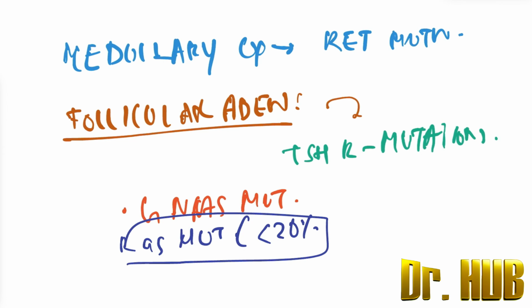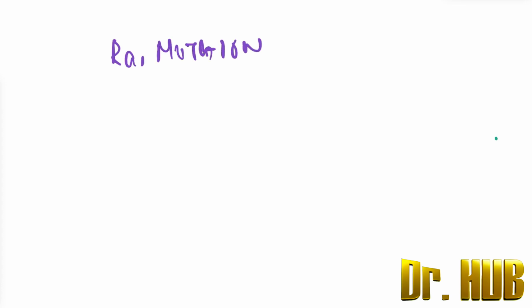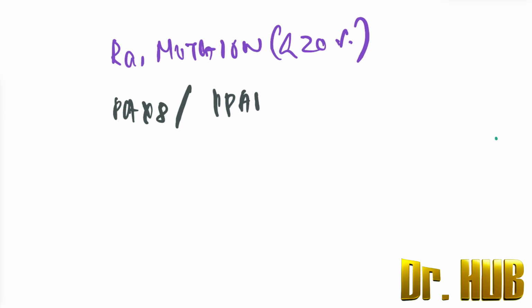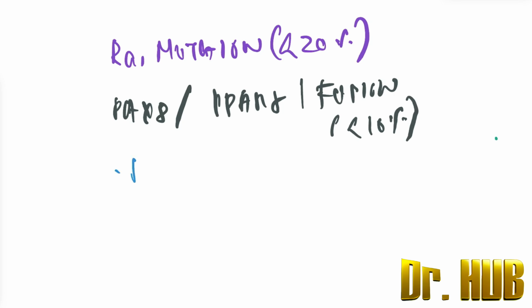Next, for follicular adenoma, there is a TSHR mutation, a GNAS mutation, as well as the RAS mutation. The RAS mutation, as we saw, was in less than 20% of cases. And then there is PAX8, with the PPAR gamma 1 fusion. This is seen in less than 10% of the cases. Next is the presence of PTEN. So all this is under follicular adenoma.